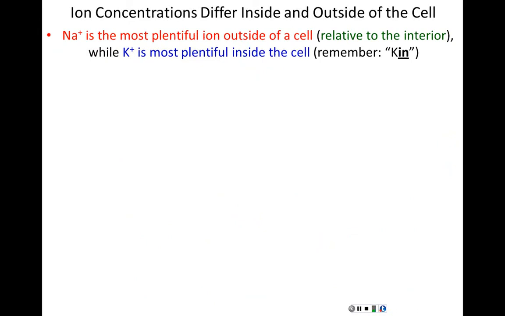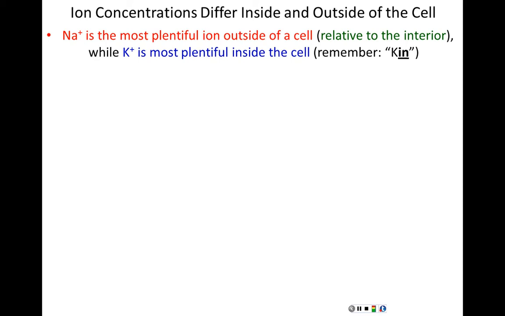So, sodium is the most plentiful ion that we find outside of a cell relative to its interior. So the cell intentionally keeps the amounts of sodium inside the cell much, much lower than the amount of sodium that you would find outside the cell. The pattern for potassium ions is the opposite. Potassium is the most plentiful ion that we find inside cells, and it is much more concentrated inside the cell than it would naturally be found outside the cell.